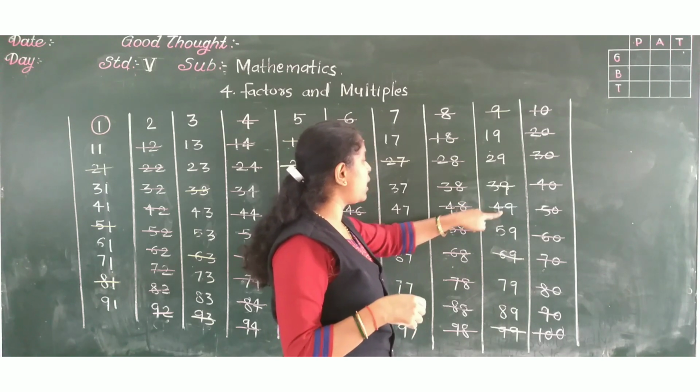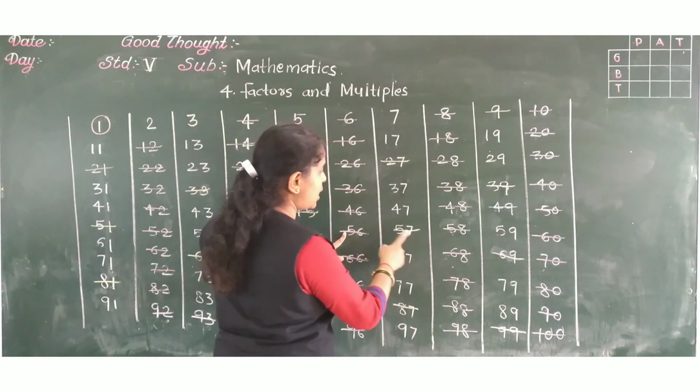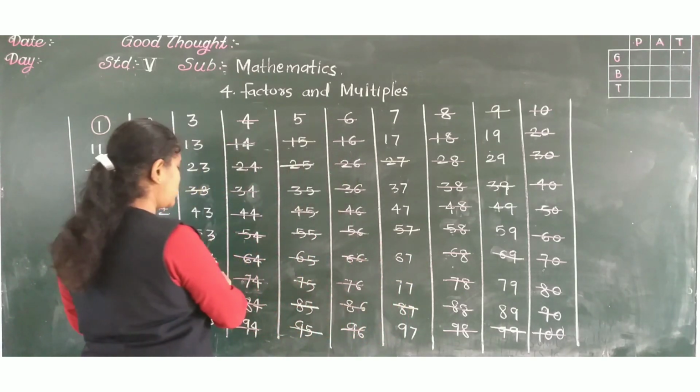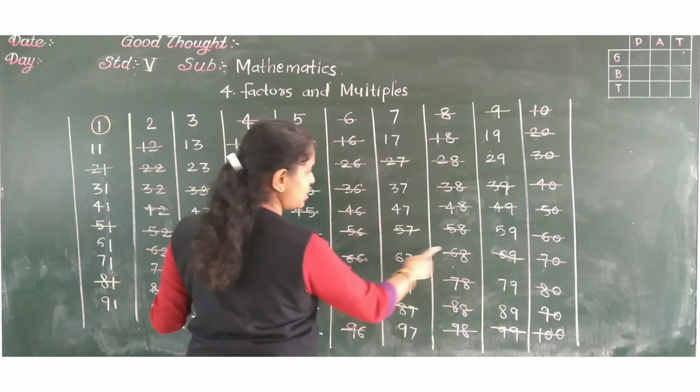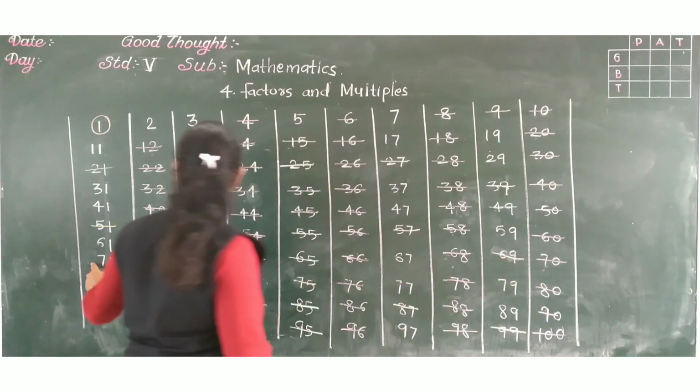7 sevens are 49. 7 eights are 56. Cross. 7 nines are 63. Crossed. And 7 tens are 70. Crossed. After 70, again 7 steps go.